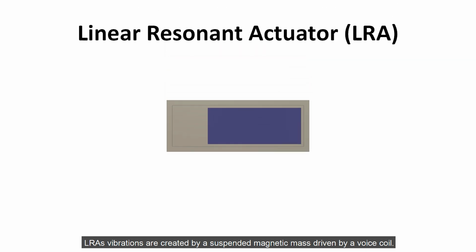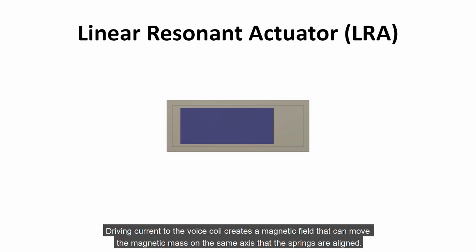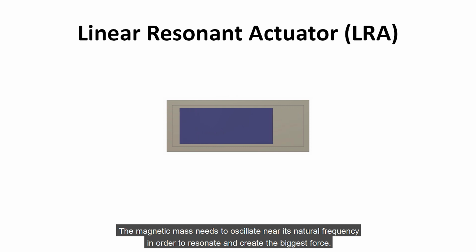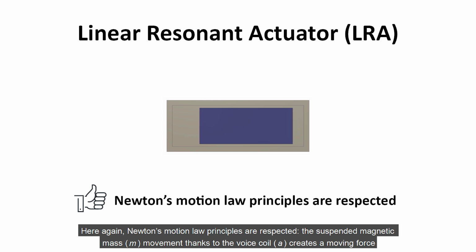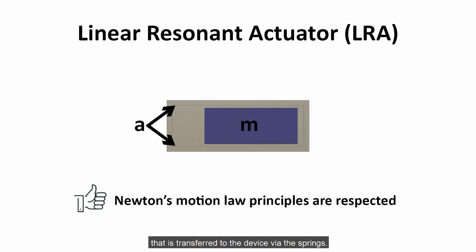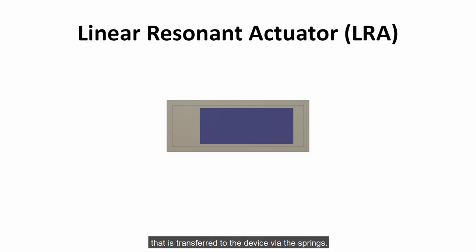LRA's vibrations are created by the suspended magnetic mass driven by a voice coil. Driving current to the voice coil creates a magnetic field that can move the magnetic mass on the same axis that the springs are aligned. The magnetic mass needs to oscillate near its natural frequency in order to resonate and create the biggest force. Here again, Newton's motion law principles are respected. The suspended magnetic mass m, moved thanks to the voice coil, creates a moving force that is transferred to the device via the springs.